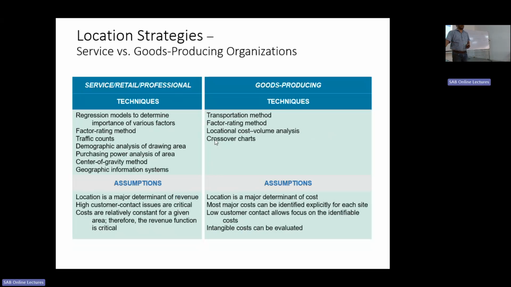Now you understood there are two main approaches to select the locations. One is called cost factors, and the other one is called revenue factors. For most of such services, more than cost, they need to consider the revenue factors. Business should consider the revenue factors mostly when selecting locations for such service facilities.